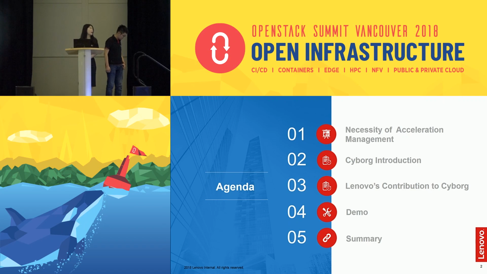Today, we are going to talk about 5 sections. At first, we will introduce the background of the acceleration management. And next, we will briefly introduce the Cyborg project. And then we will focus on how Novel uses Cyborg in our production to satisfy real-world requirements. The fourth part is a demo, and the fifth part is a summary. I'm responsible for the first 3 sections, and Zheng Hao is responsible for the last 2 sections.